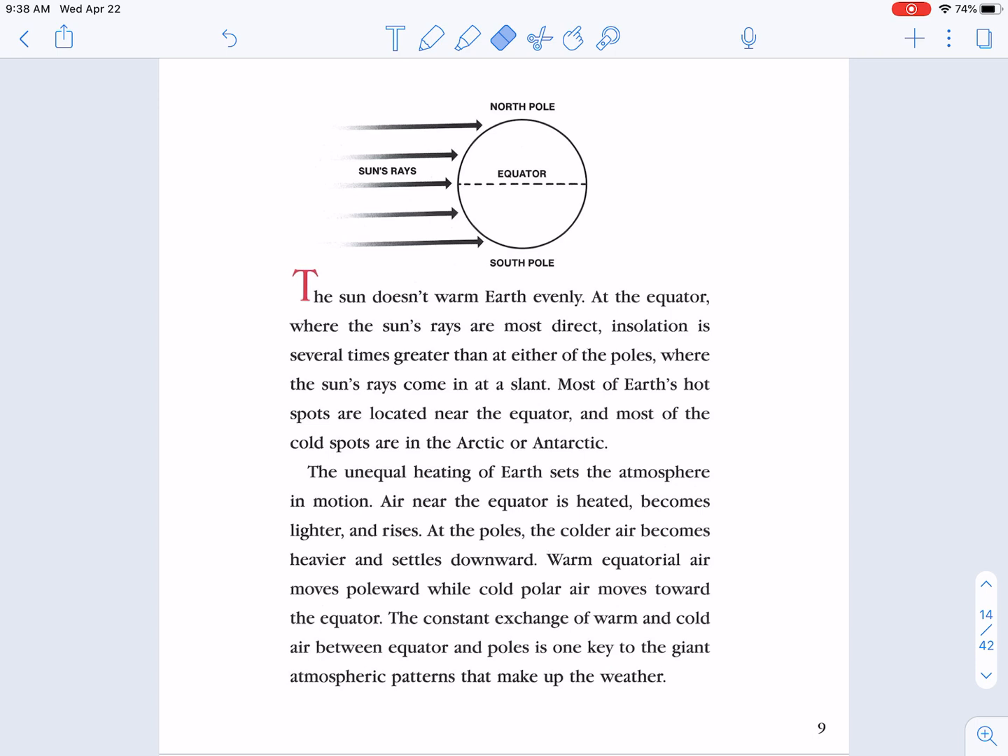Air near the equator is heated, becomes lighter, and rises. At the poles, the colder air becomes heavier and settles downward. Warm equatorial air moves poleward, so it moves towards the poles, while cold polar air moves towards the equator. The constant exchange of warm and cold air between equator and poles is one key to the giant atmospheric patterns that make up the weather.